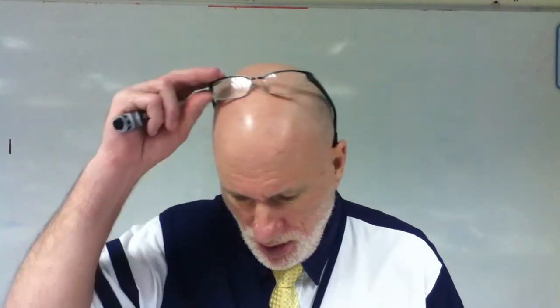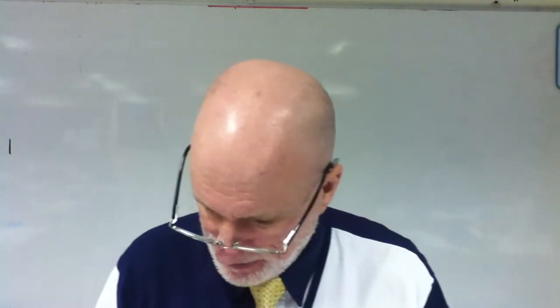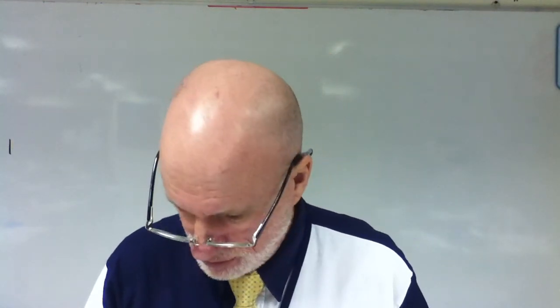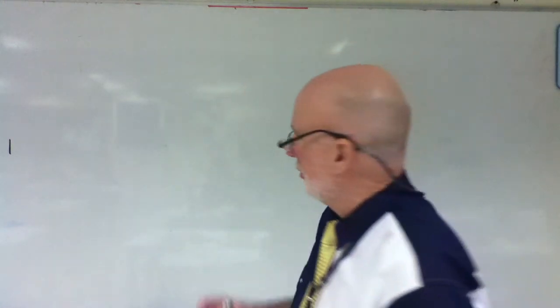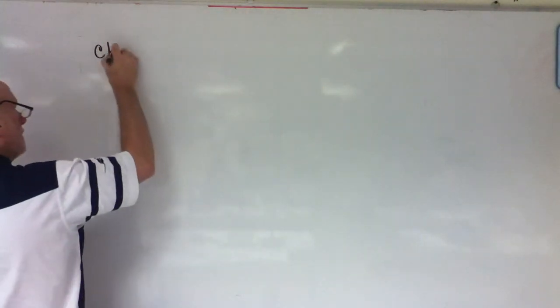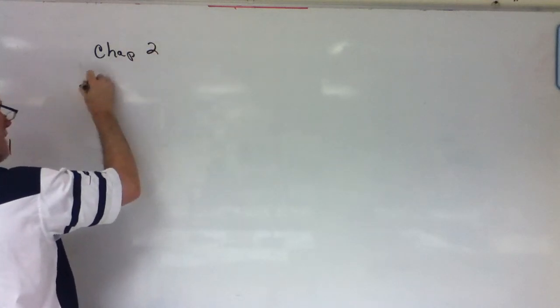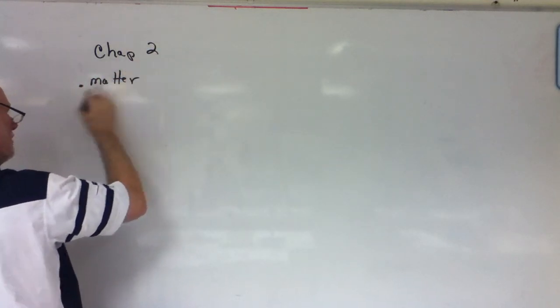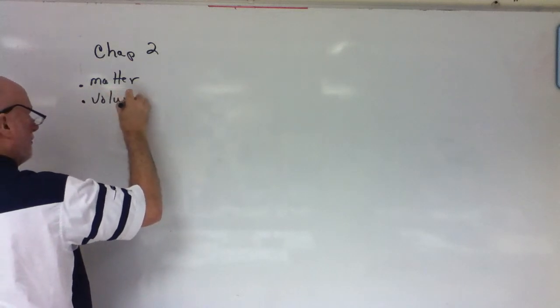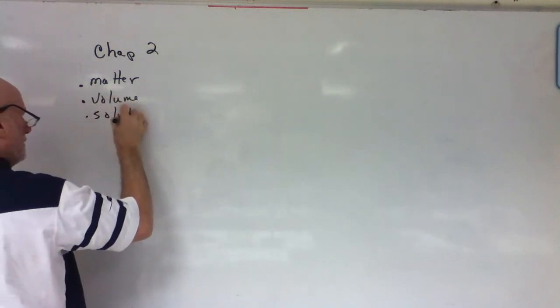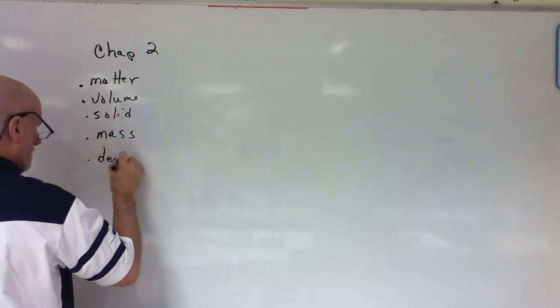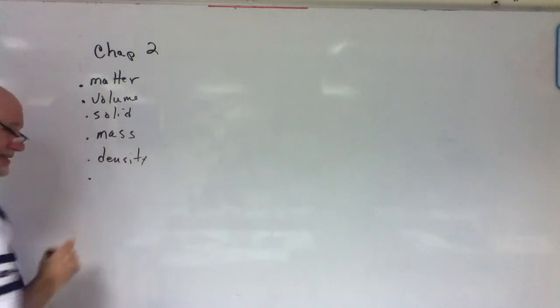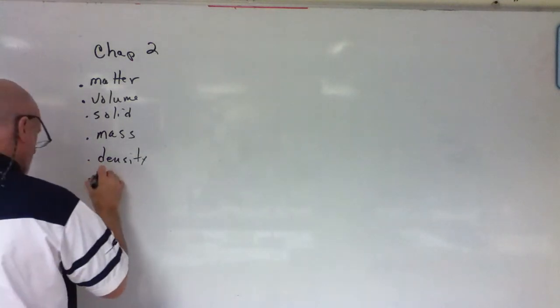All right, so chapter 2 they're outlining, and they seem to not have a problem with chapter 2. Do I have chapter 2 here? I don't have chapter 2 here. What's chapter 2 on? Throw out some words for chapter 2. Matter. Volume. Solid. Liquid. Mass. Intensity. Density. Extensive matter. Extensive properties. Very good.